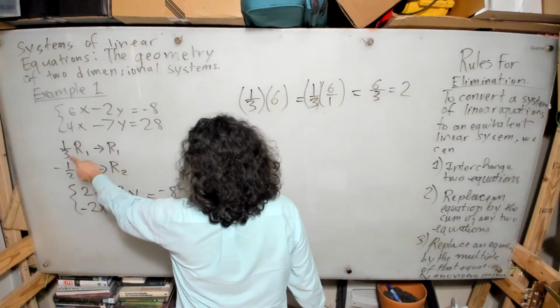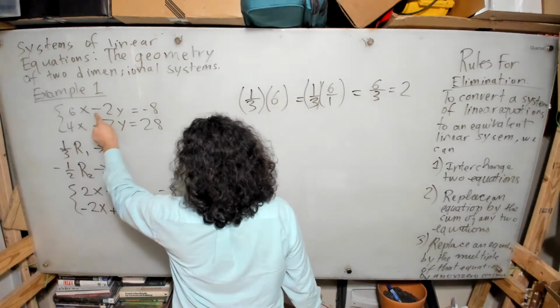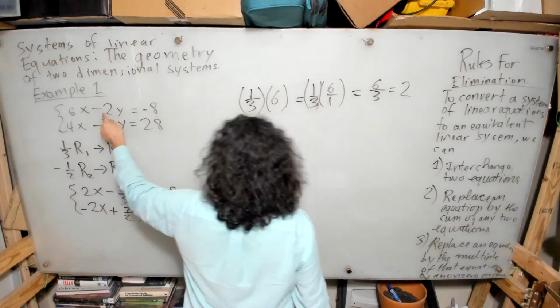How did I get 1/3 times negative 2? Well, first of all, it's a positive times a negative, so it'll be negative. And 1/3 times 2, I can do the same way.